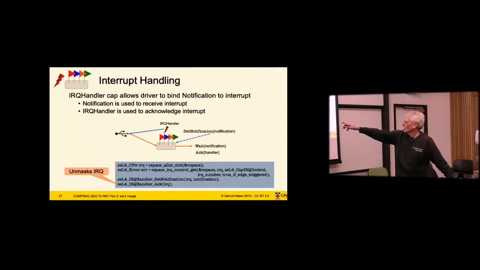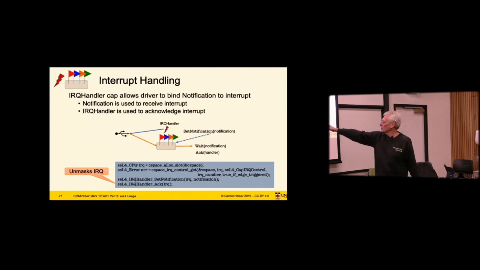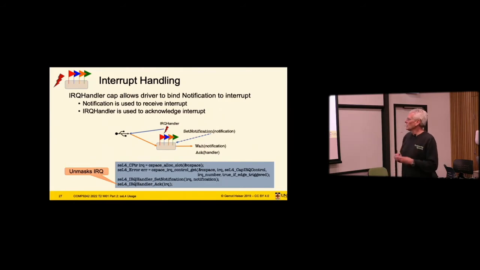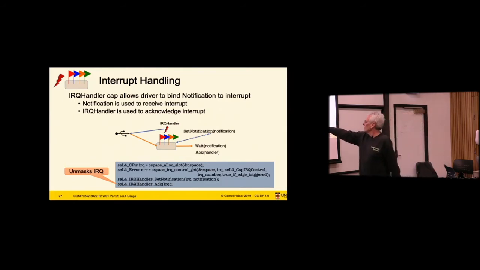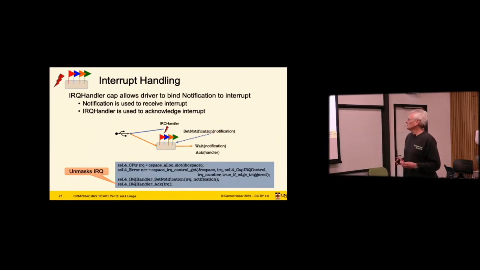So you have cap IRQ control, which is the capability to the IRQ control object. Once you have that, you can invoke this IRQ control get API to associate this interrupt with a handler, and then you can associate that one with a notification, and then you can wait on that notification, and you use the IRQ handler acknowledgement function for acknowledging the interrupt.